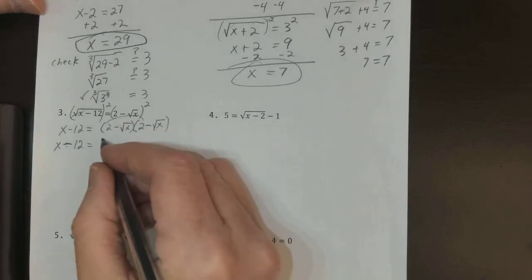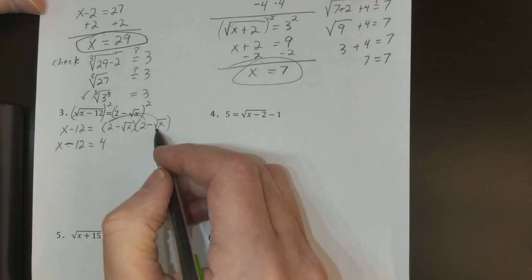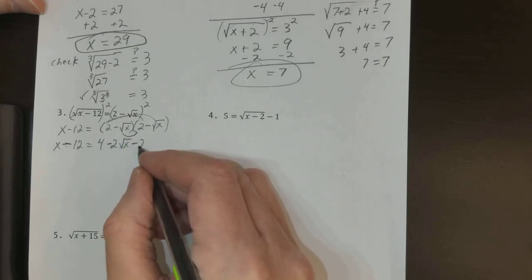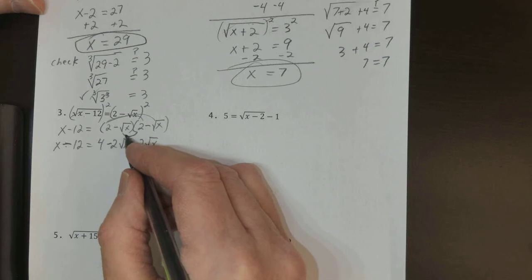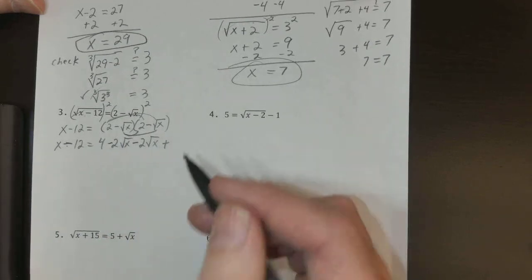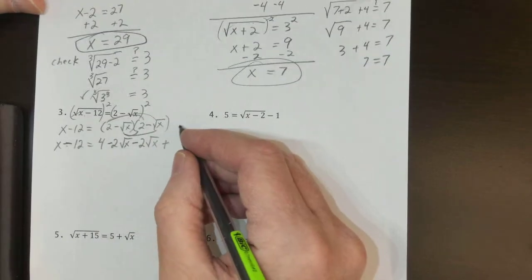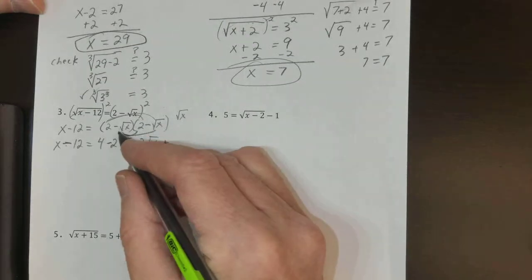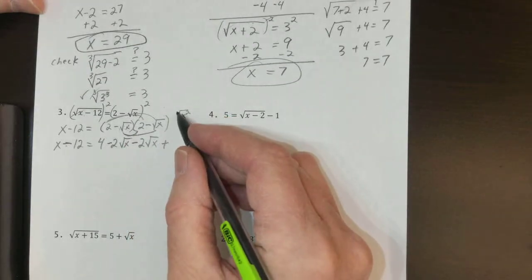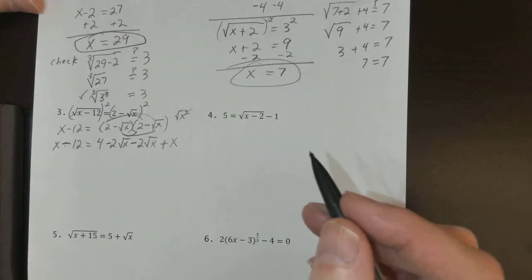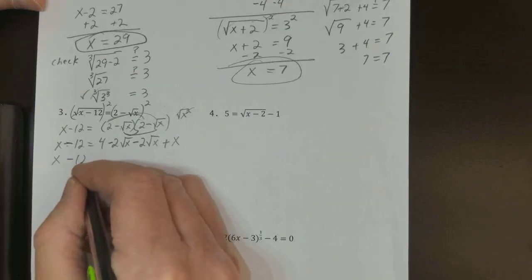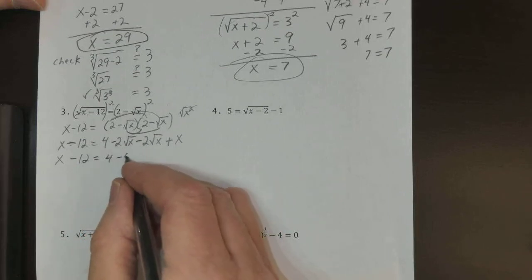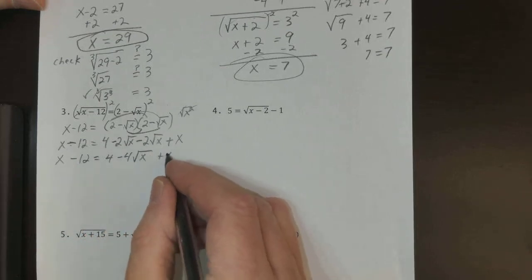I'm going to FOIL. 2 times 2 is 4. 2 times negative radical x, that's negative 2 radical x. Negative radical x times 2, that is also negative 2 radical x. And then the negative square root of x times the negative square root of x, and negative times negative is positive. Just as kind of a review, square root of x times square root of x is x, because the square and square root cancel out. Let me simplify that a little bit, because I can combine these two terms. So that brings us 4, negative 2 minus 2, that's negative 4 radical x, and then the plus x.